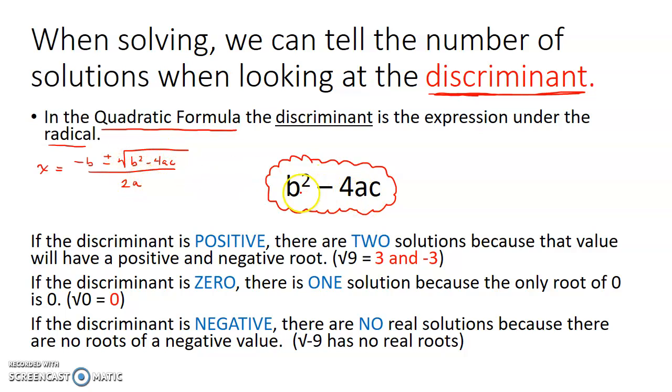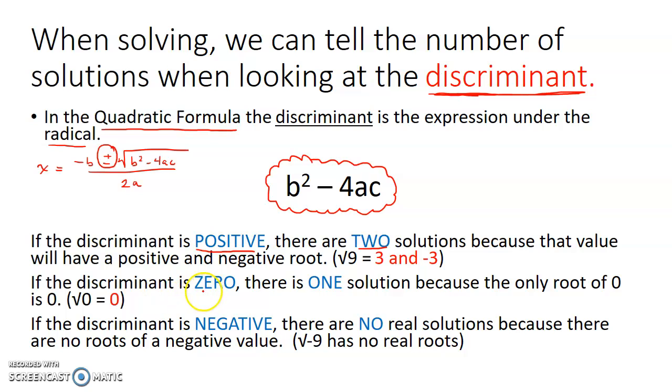Depending on what we get for this expression, it will tell us how many roots we're going to have. If I plug in my values for a, b, and c and I get a positive value, then we're going to have two solutions, because I'll be taking the square root of a positive value. For example, the square root of 9 gives me two values, both positive 3 and negative 3. So we end up with those two roots.